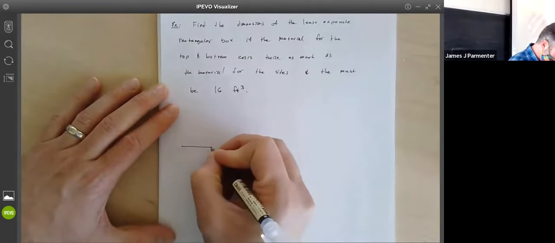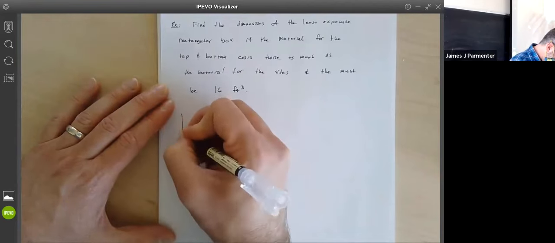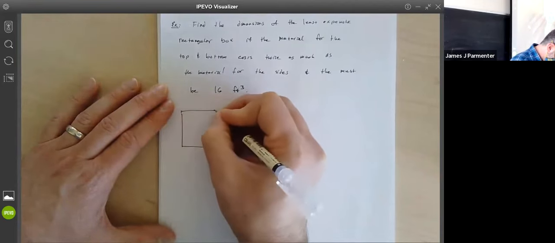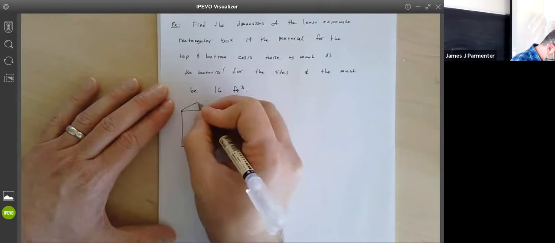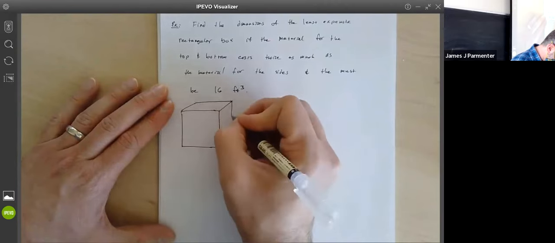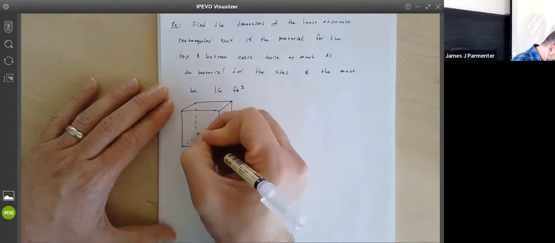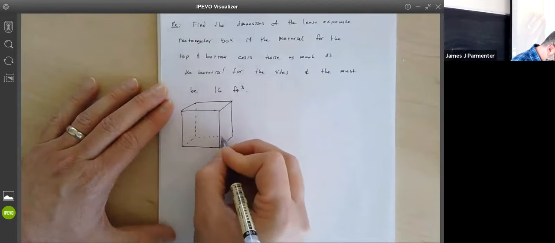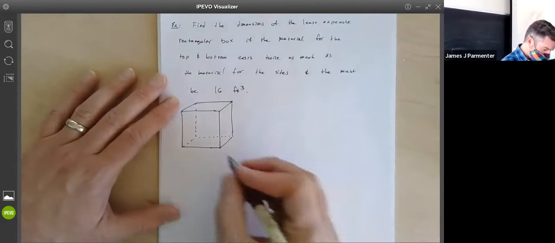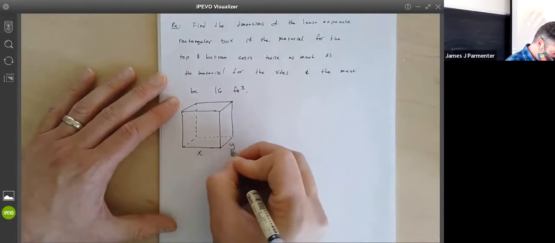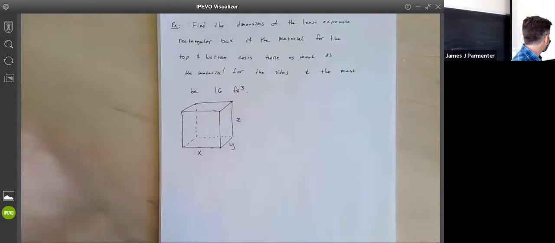So here is my box. I have no idea what the dimensions really are, just kind of drawing it. Sure. And let's call the sides X, Y, and Z.